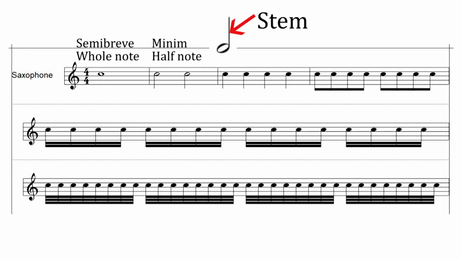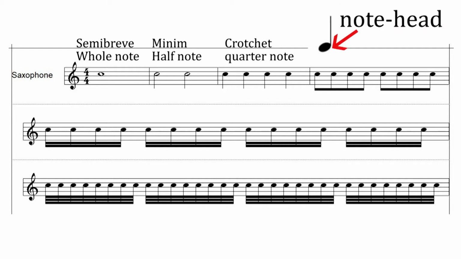Notice that this note has a stem. The next note is called a crotchet or quarter beat and is half the length of a minim, so you can fit 2 of these notes in the space of a minim or 4 of these notes in a bar. It will sound like this, with each note covering a beat. Notice that the note head is coloured in.